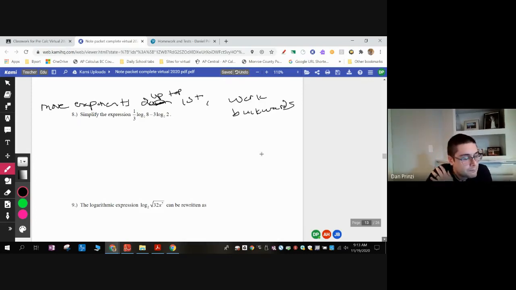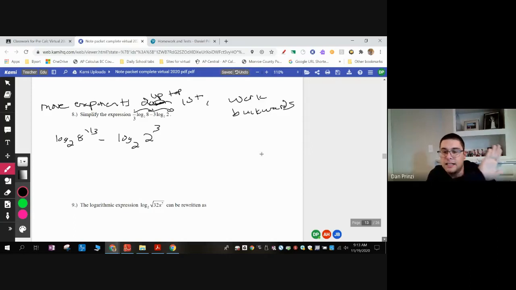Okay. So the first thing I would do if you're showing your work: do you see how these numbers are in front? They came from up top, right? So you would write log base 2 of 8 to the 1/3 minus log base 2 of 2 to the 3rd. Is everyone okay with that step to start? I literally just moved the exponents back up top. It's subtraction. What does subtraction go with when you condense or expand? Division. Yeah, good. So I'd write it as log base 2 of 8 to the 1/3 over 2 to the 3rd.